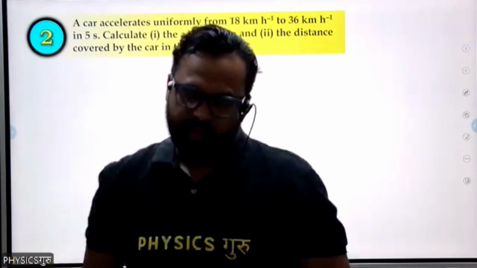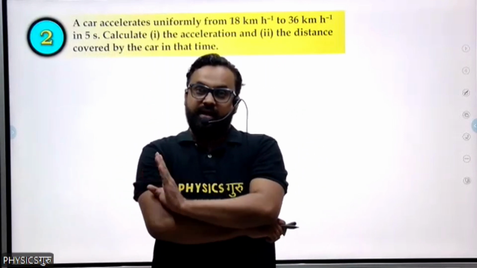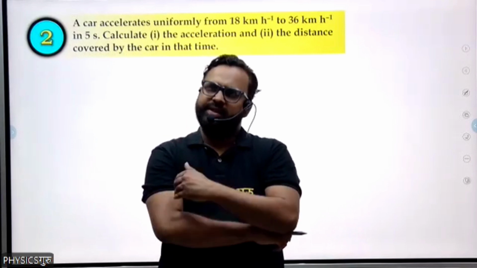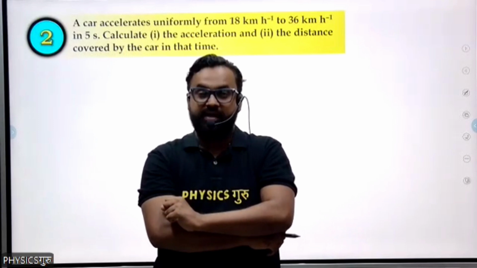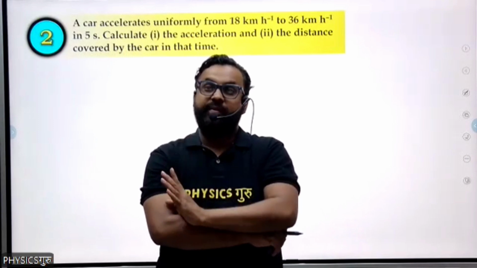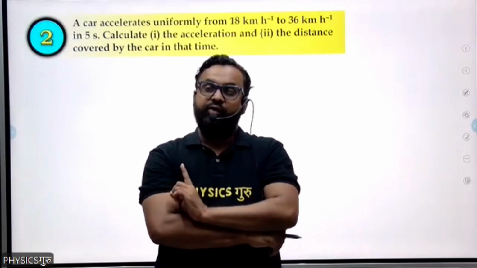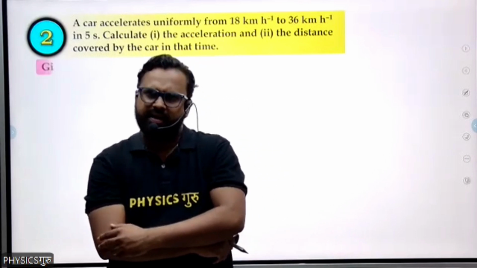Okay. Now in this question, a car accelerates uniformly from 18 kilometers per hour to 36 kilometers per hour. Initial velocity is 18 kilometers per hour, final is 36 kilometers per hour, and time is 5 seconds. First, we need to find the acceleration. Second, the distance covered by the car in that time.